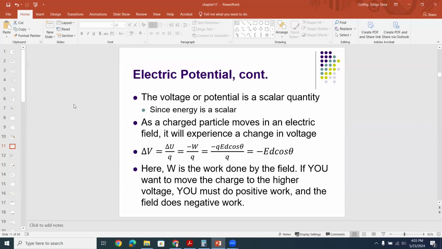Voltage is a scalar, and it's a scalar because energy is a scalar. Remember, energy is a scalar, and so anything that's defined in terms of the energy with just constants multiplying or dividing will also be a scalar. Now, as a charged particle moves in an electric field, it's going to experience a change in the voltage. So remember that if your voltage is equal to U over Q, then your voltage would be defined as minus E dQ cosine of theta divided by Q, which is minus E d cosine of theta. And this is for constant electric fields.